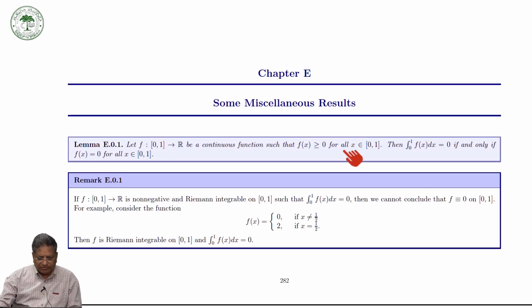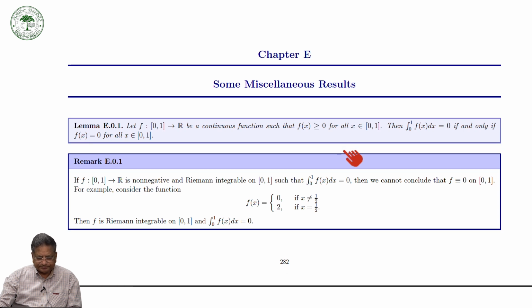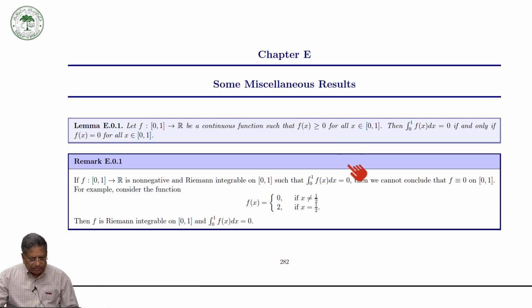And now we have some miscellaneous results. Let f be a continuous function defined from the closed interval [0, 1] to R such that f of x is greater than or equal to 0 for all x in [0, 1]. Then the integral from 0 to 1 of f of x dx is equal to 0 if and only if f of x is equal to 0 for all x in [0, 1].